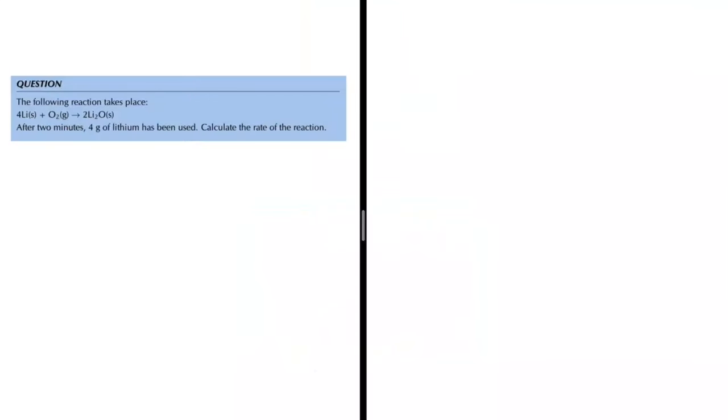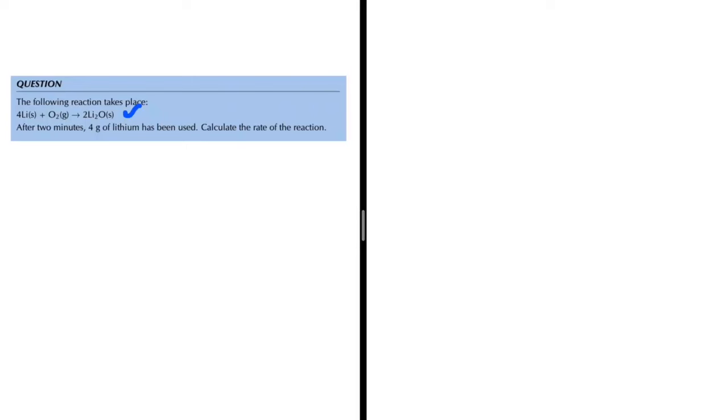The following reaction takes place, and after 2 minutes, 4 grams of lithium has been used. Calculate the rate of the reaction. There are different ways in which we can calculate the rate of a reaction. We can calculate it using the mass, number of moles, volume, or concentration. Usually, the question is going to tell you which unit you need to use. But in our case, we are given the mass. So we can go ahead and calculate the rate of reaction using the mass.